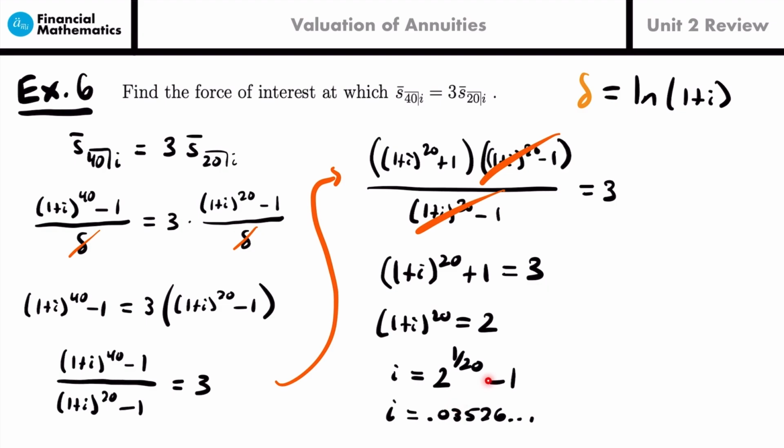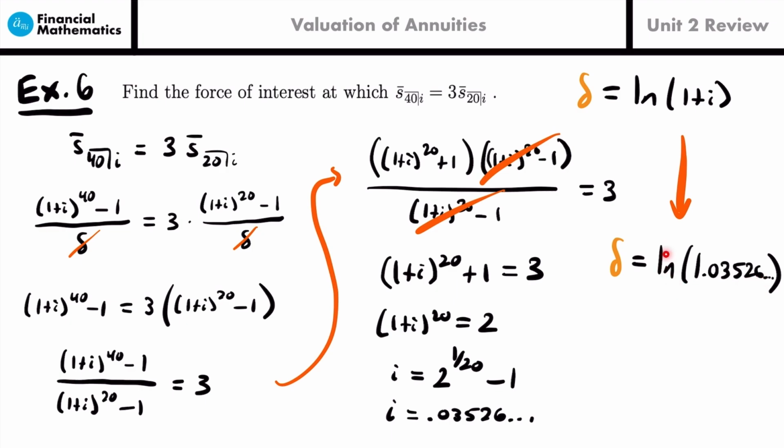We know that the force of interest is equal to the natural log of 1 plus i, and we now know what i is. So the force of interest is equal to the natural log of 1.03526 and some more decimals. Try to use as many as you can in this calculation to get as accurate of an answer as possible. Don't round off at 2.6. Try to include some more decimals if you can.